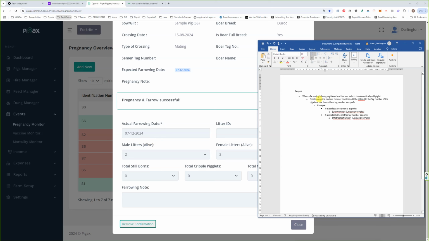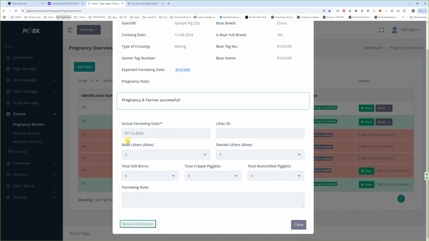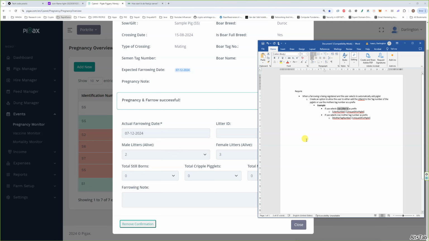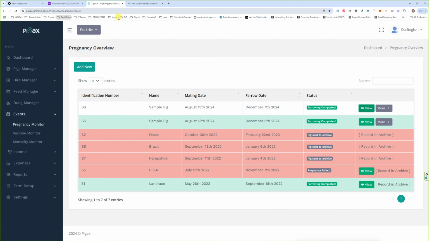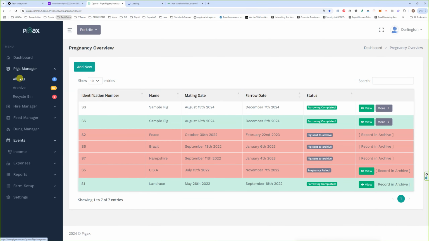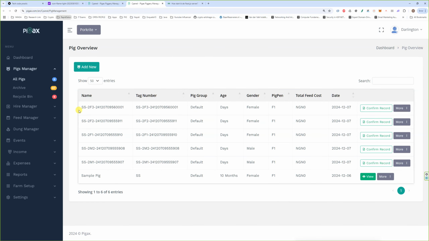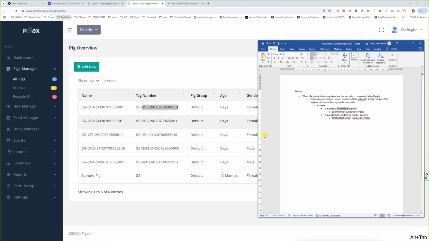I'm going to put it here, use litter ID as prefix. If the user selects that, then the piglet tag number should start with the litter number, then a dash, then the rest of the name, which you have here. So if you wanted to test this, when you add a new piglet, you will come to this page to see if this prefix is the same as the litter number that was given.